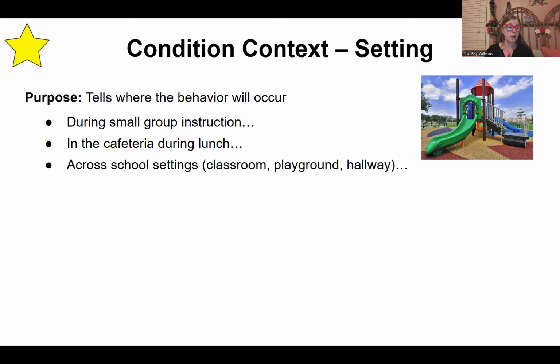Here's an example. A student is able to answer comprehension questions orally when they are working one-on-one with me. When we are working one-on-one, that is a setting, a one-on-one instructional setting. The student is able to do it with me. But then when we move to a small group, the student cannot answer comprehension questions. They are not generalizing to this different setting. Okay, so you can see they can do it in one setting, they can't do it in this setting.